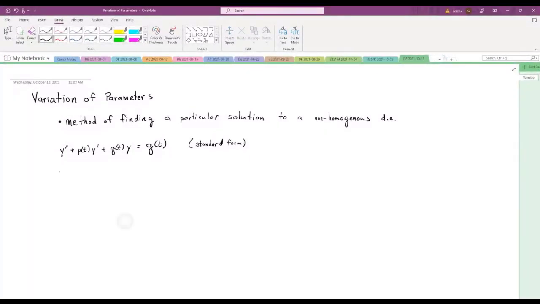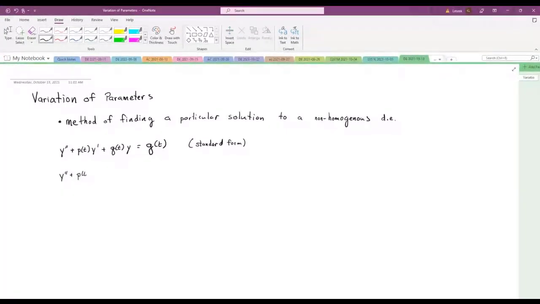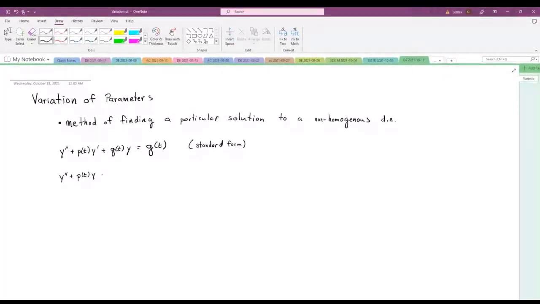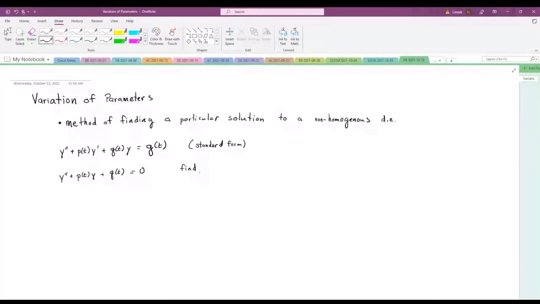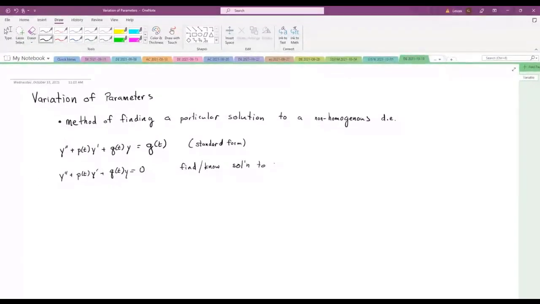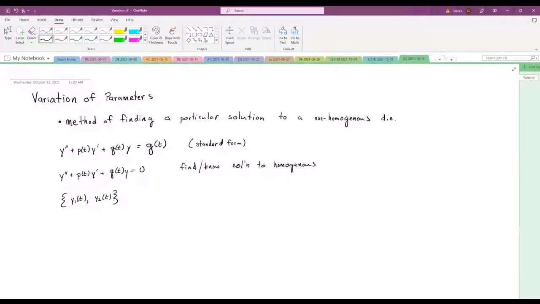So first, we suppose that we either know or we can find the solution to the homogeneous version of the problem. And suppose that that solution is enveloped in a fundamental solution set.